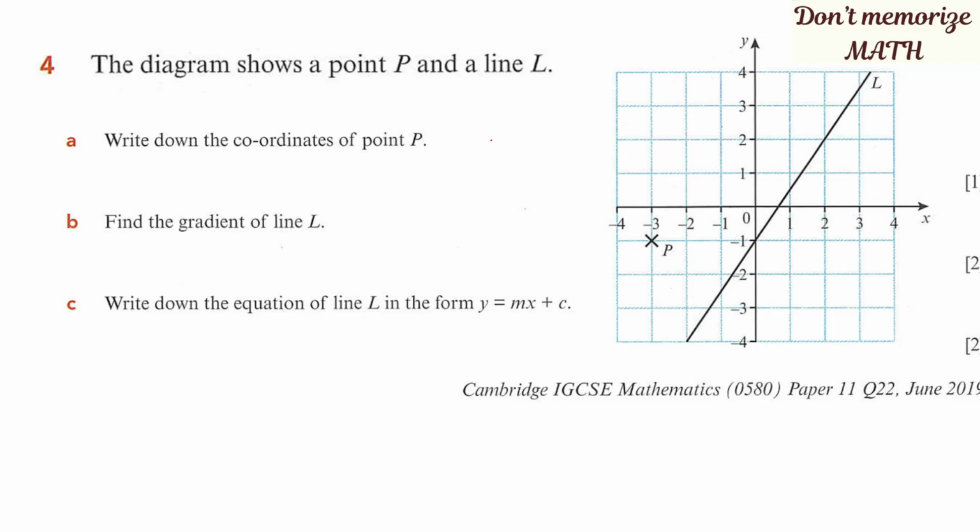Question number 4. The diagram shows a point P and the line L. You can see the point P here and the line L. Write down the coordinates of P.